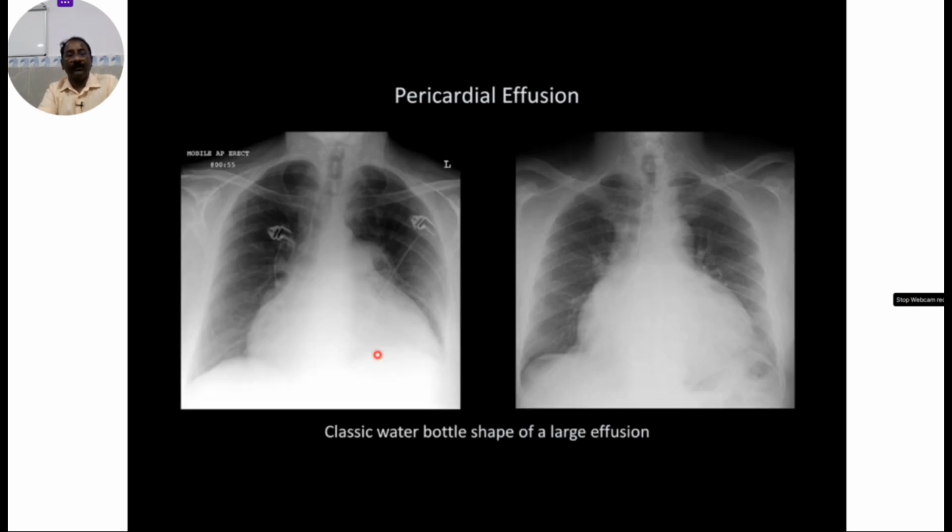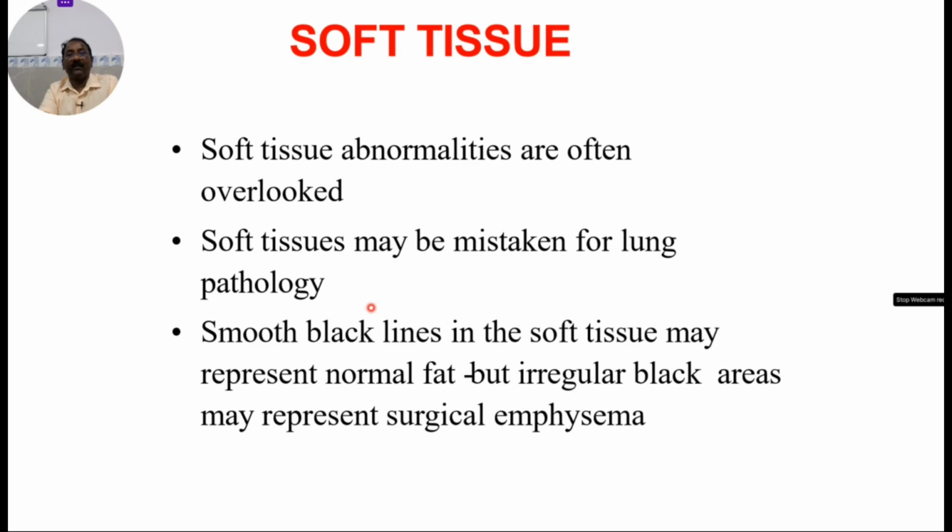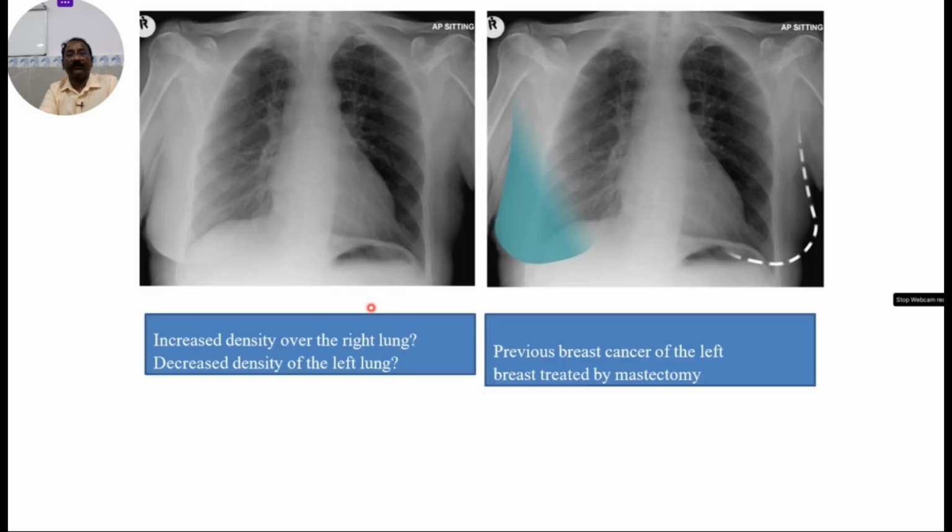So this is all I told you. A classic water bottle shape of a large pericardial effusion. So same thing here. Extras, soft tissues. See, I told you. See here the breast, no breast here. That is mastectomy. So all the female physicians, please concentrate here. Right breast is present, left breast is lost. So the previous breast cancer of the left breast was treated by mastectomy.